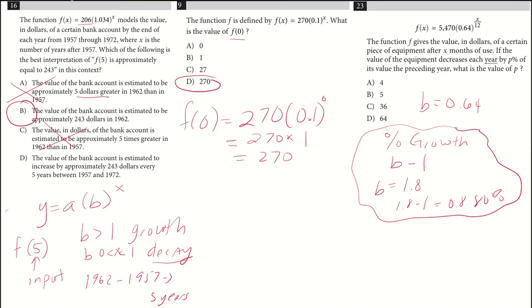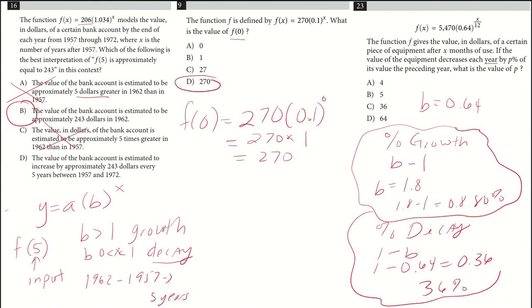When we look at decay, we're going to do something very similar. We're just going to say 1 minus B. So in this case, 1 minus 0.64 gives me 0.36, and that's going to be 36%. So to find percent decay, you say 1 minus B and then turn your decimal into a percent, and you would get 36%. And that is going to be your answer.